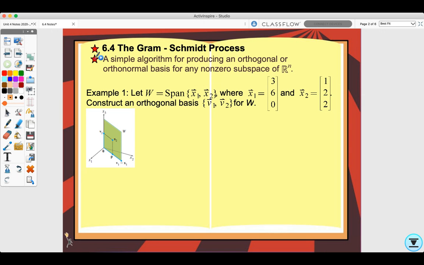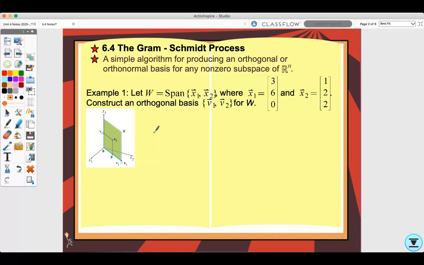Let's look at the figure below. W is spanned by x1 and x2, and P is the projection of x2 onto x1. The component of x2 orthogonal to x1 is x2 minus vector P, which is in W because it is formed from x2 and a multiple of x1. So keep that in mind as we go through this.